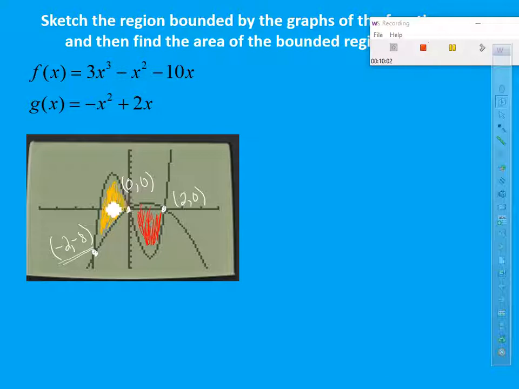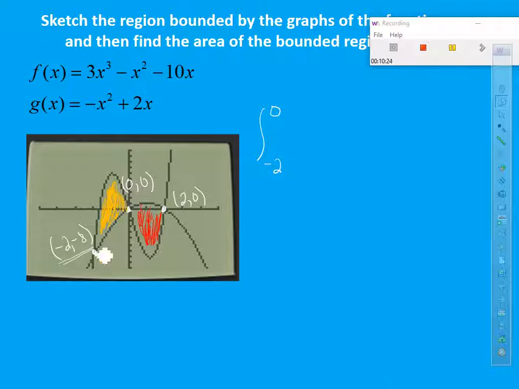So I need to find this area added to this area. So this one's going to work us for a little bit. So here goes. I'm going to have the antiderivative of, let's pick on this one here first. I'm going to go from -2 to 0 of the upper bound.